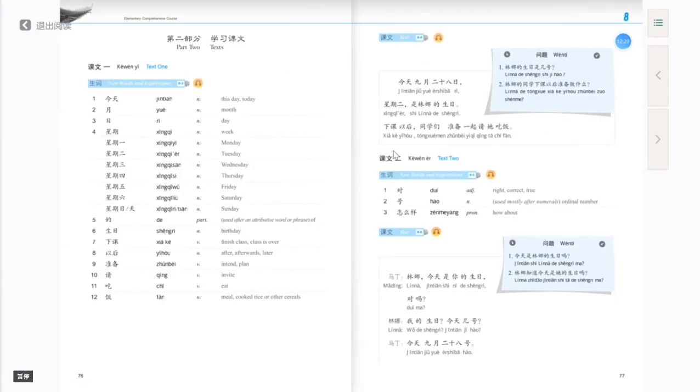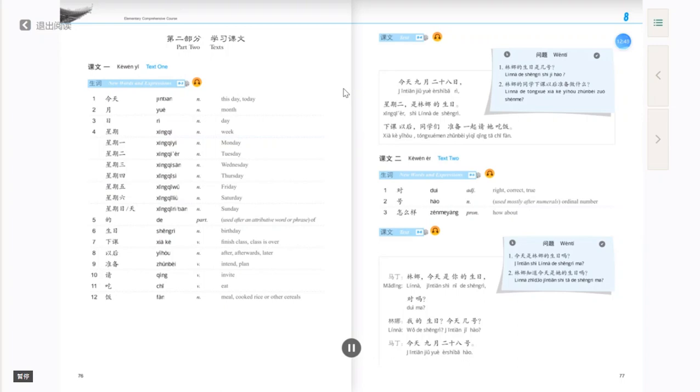Now let's come into part 2, texts. Text 1. First, we will read all these new words and expressions along with the recording. Now let's begin.